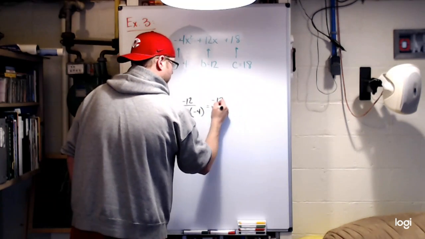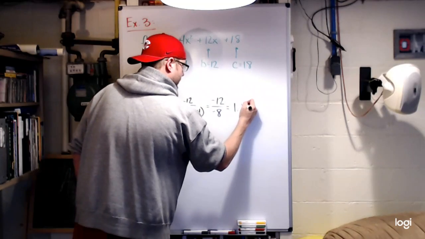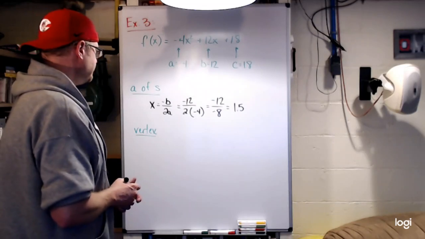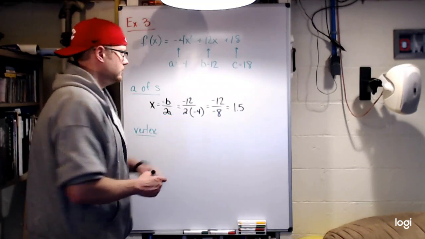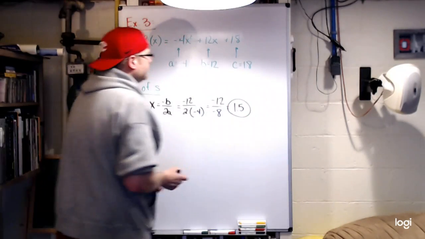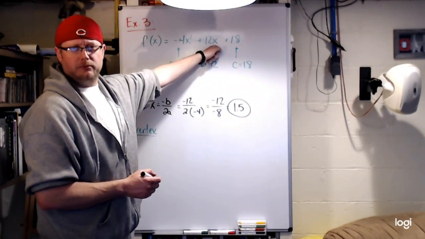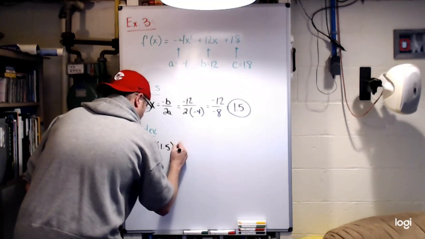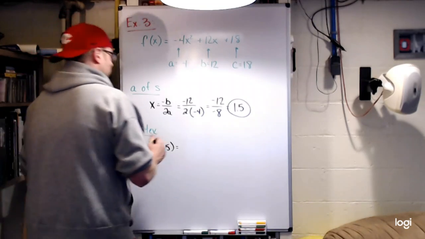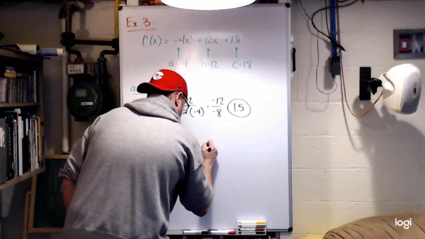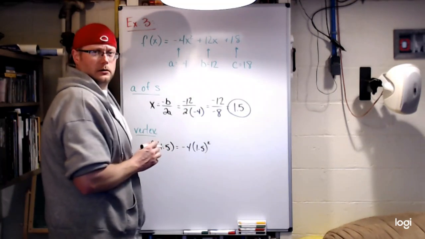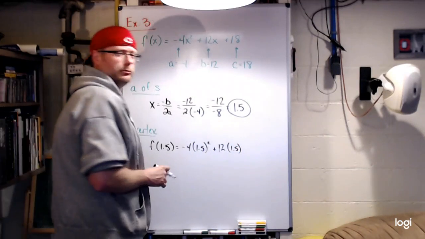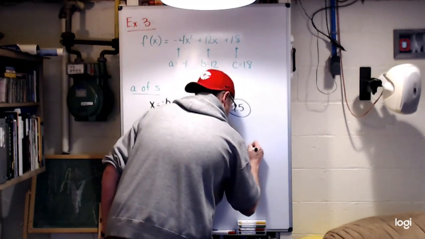So that's going to give me negative 12 over negative 8, or positive 1.5. Okay? Positive 1.5. Now, we take this 1.5 and I plug it back into the function, and that's going to give me my vertex. Okay, so it's going to be f of 1.5, so it's going to be negative 4 times 1.5 squared plus 12 times 1.5 plus 18.